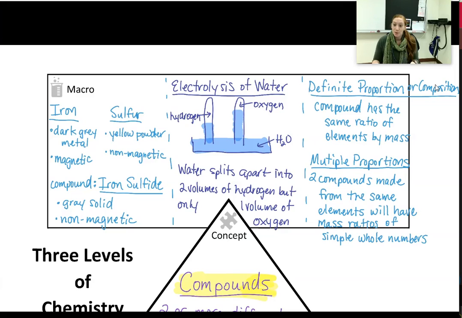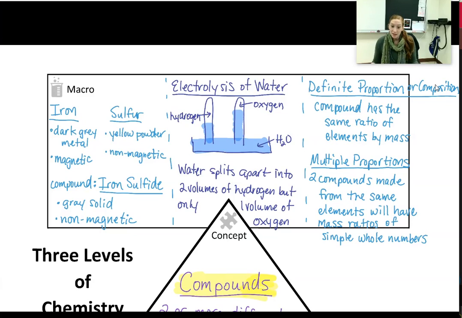Okay, but we know that, I just realized I spelled multiple wrong. I realized that when we put these things together, if they're going to be different compounds, they're going to have different mass ratios, but it will still wind up to be whole number ratios. If it is the same compound, no matter what size of the substance or the sample or where it came from, it's always going to have that same mass ratio, and that's definite proportion.